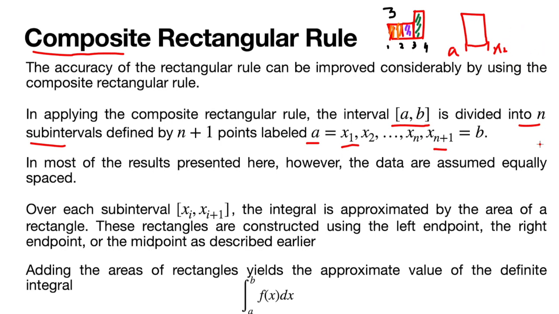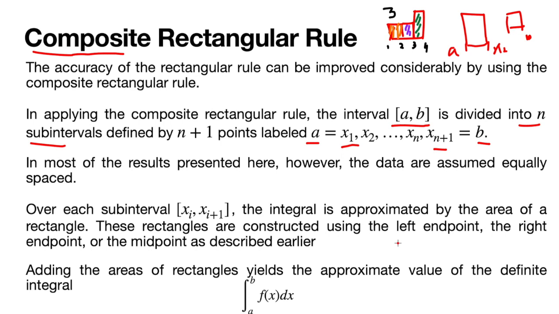Similarly, for the last rectangle, the end point will be B. So x_{n+1} will be equivalent to B. Over each subinterval, the integral is approximated by the area of the rectangle. These rectangles are constructed using the left end point, right end point, or the middle point.